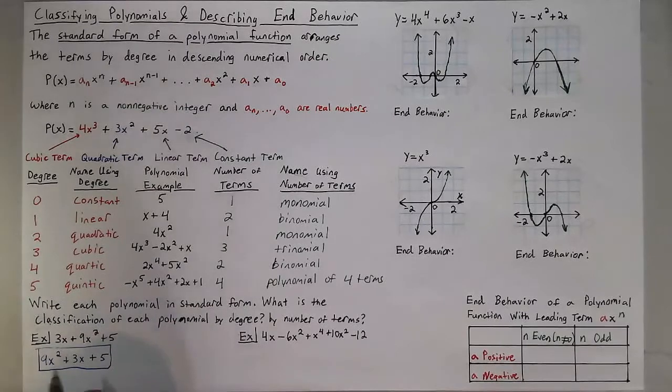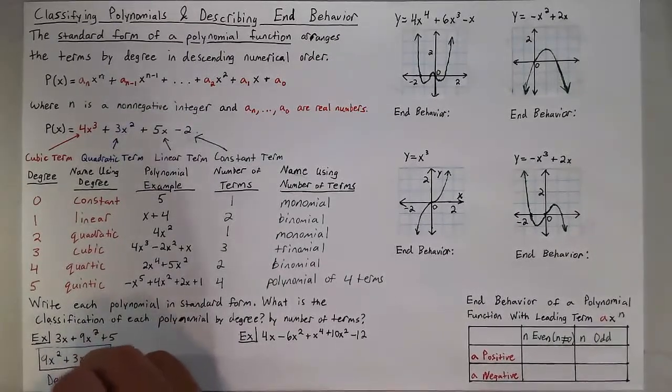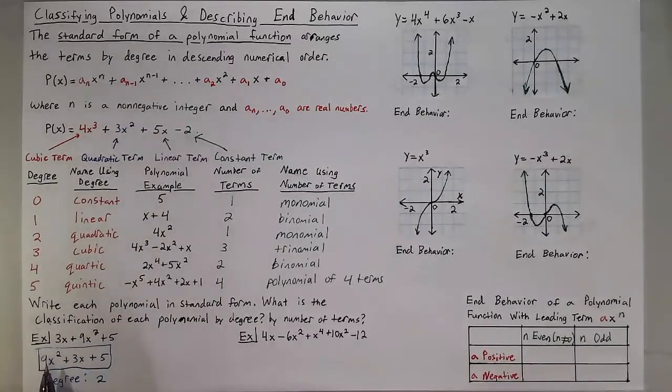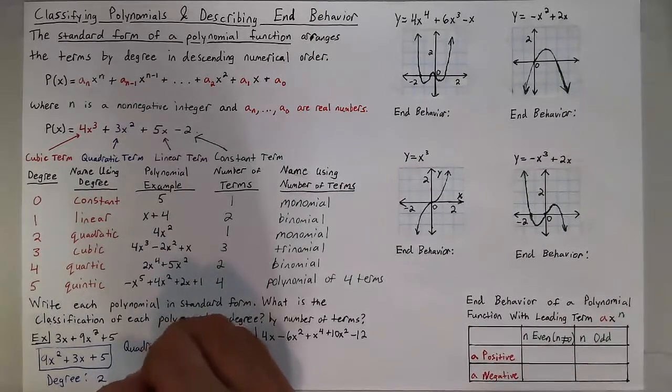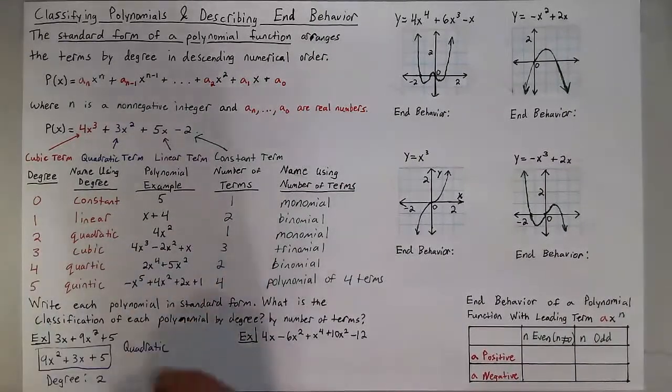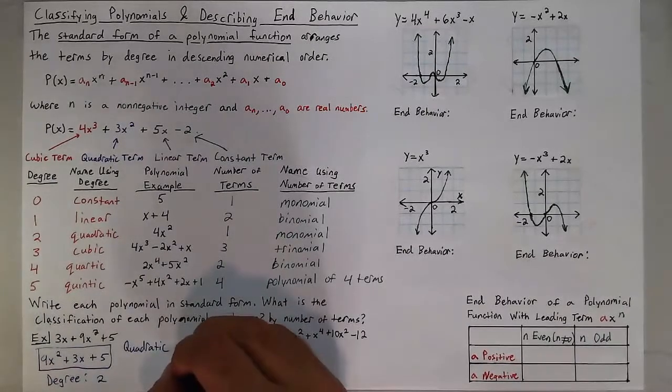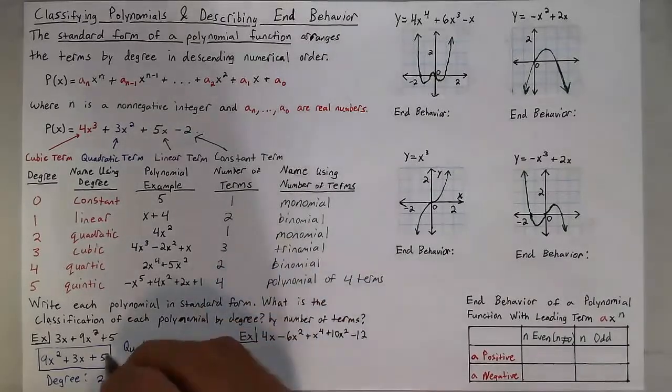Now just looking at this, I can see that it's a degree 2 polynomial. So that would be a quadratic for degree 2. And since there are 3 terms, we refer to that as a trinomial. So a quadratic trinomial.